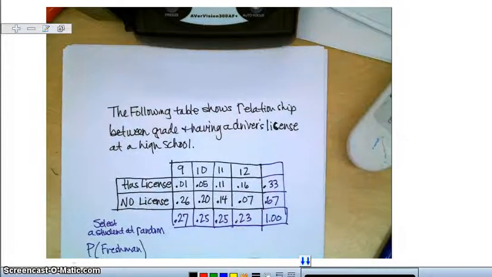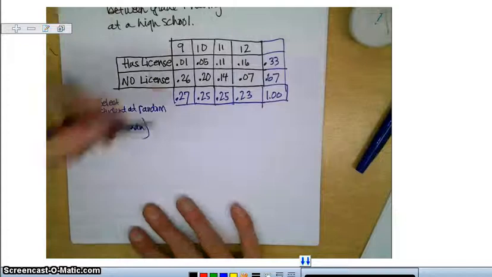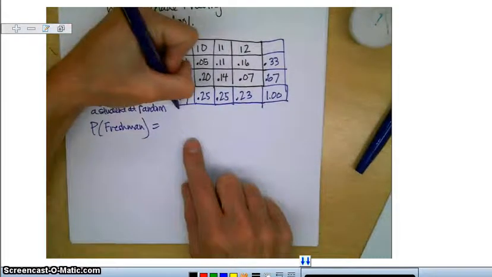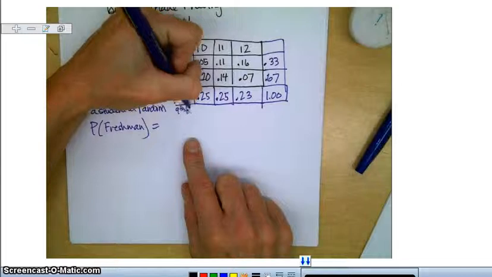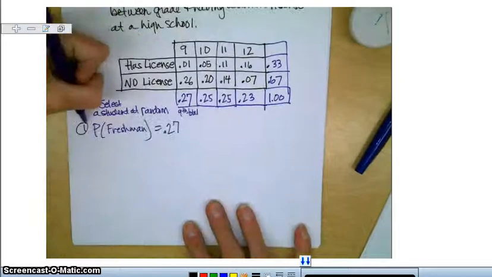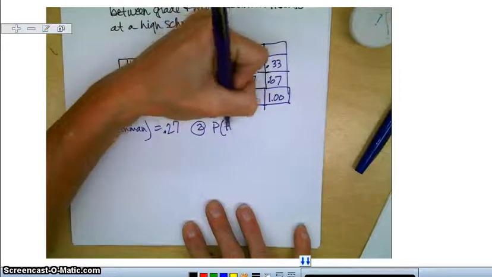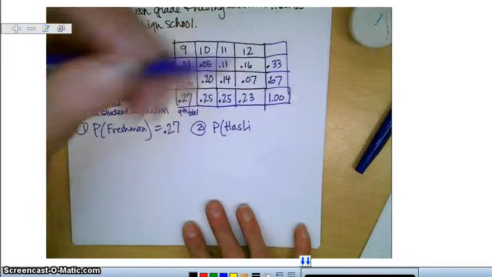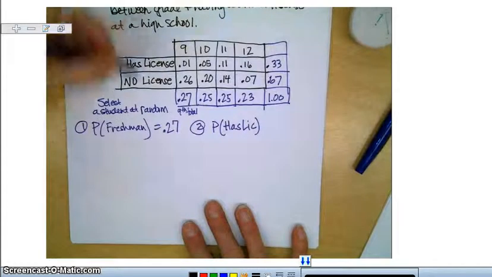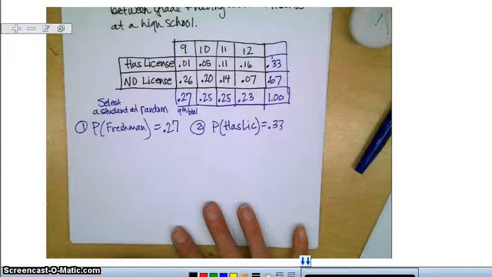All right, so basically we actually have all the probabilities here. So the probability that they are a freshman, here's all the freshmen. Okay, so this is the total down here. Okay, so that would be 0.27. So now part 2, I want to find the probability that they have a license. Okay, so that probability, how many have a license? So that's 0.33. So that's the have a license total.